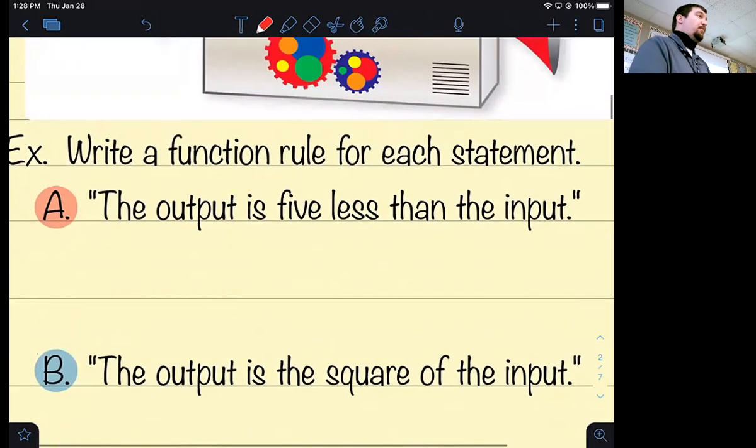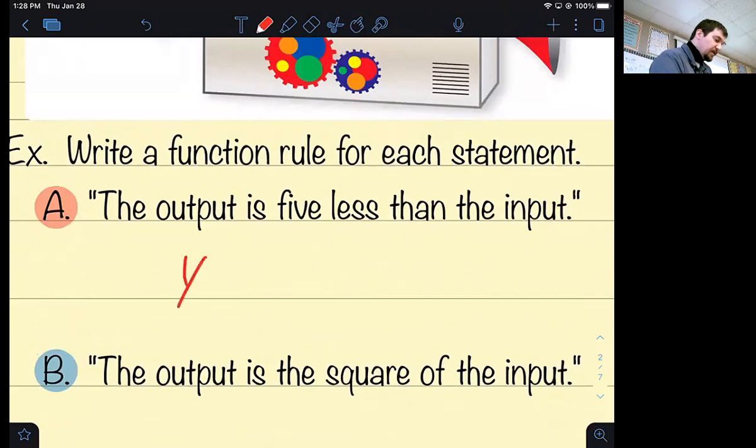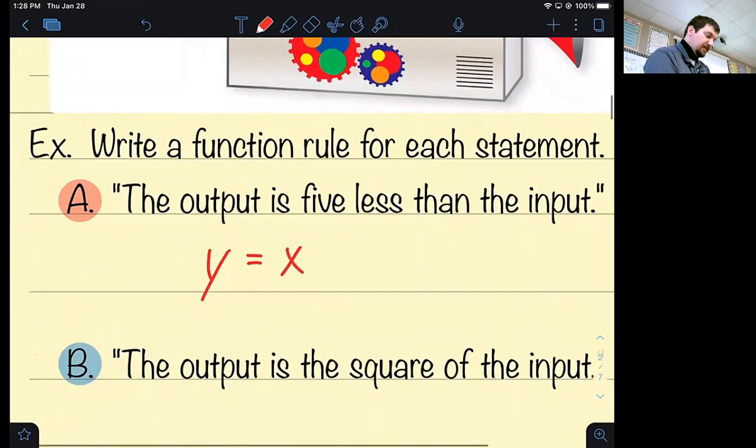When it says the output, what variable is it referring to? Y. What does the word is mean in math, Dylan? Equals. So the output, the Y equals 5 less than the input. How do I write it? Go ahead. X minus 5. Yes. X minus 5. X being the input, 5 less than that.